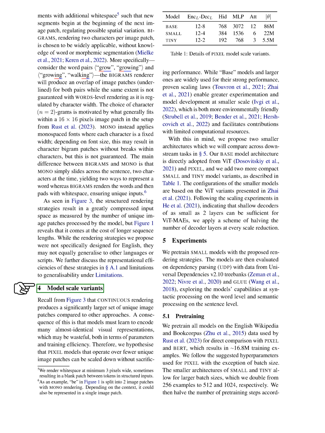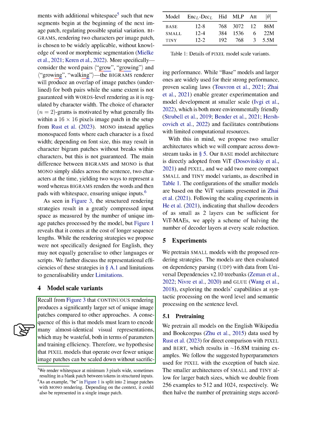Section: Model Scale Variance. Let's remember from our previous discussions that the continuous rendering method generates a significantly larger set of unique image patches compared to other techniques. This means that models have to learn to encode many nearly identical visual representations, which can be inefficient in terms of both parameters and training efficiency. So, we theorize that pixel models that work with fewer unique image patches can be scaled down without losing performance.